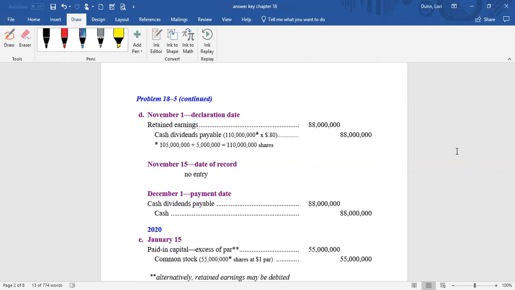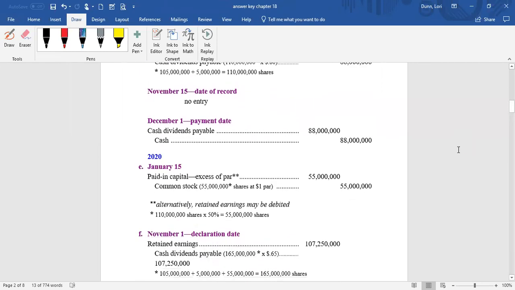Then no entry on the date of record. When you pay the cash out, debit cash dividends payable 88 million, credit cash. January 15th, the board of directors declared and distributed a 3-for-2 stock split effected in the form of a 50% stock dividend when the market value of the common stock was $22 a share.